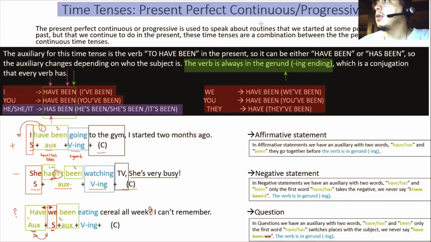And then what else do we need? Right, we need a verb with ing. The verb is always with ing, eating. And then we have our complement, cereal all week. Have we been eating cereal all week? Like from the beginning of the week, from Monday, we started eating cereal. And have we continued to eat cereal from Monday until now? The only answer to this is yes, we have been eating cereal all week, or no, we haven't been eating cereal all week. Okay? So let me explain this again, but now in Spanish, because I know that sometimes it can be a bit confusing.